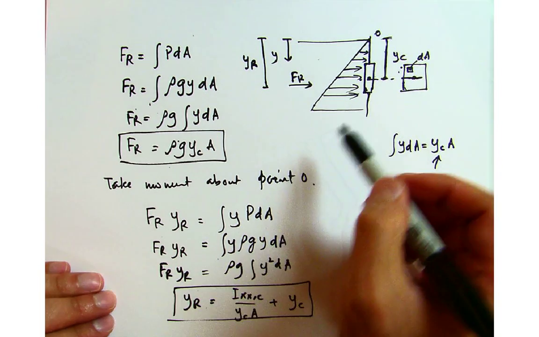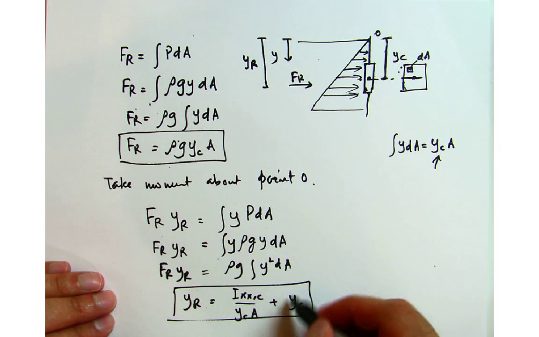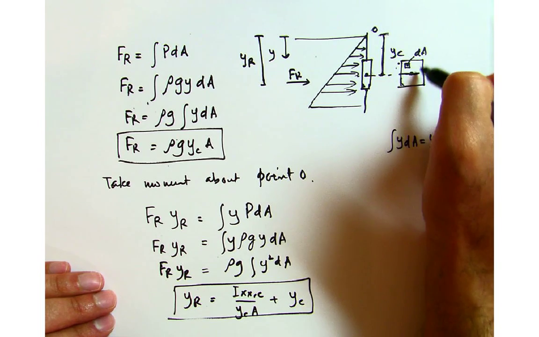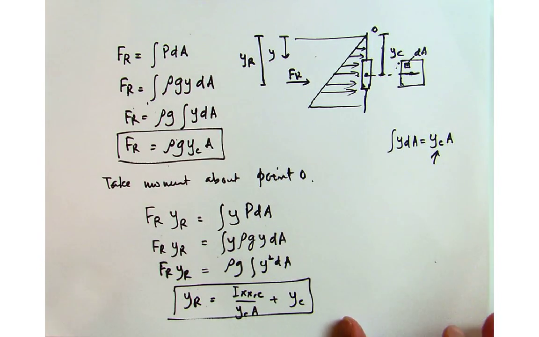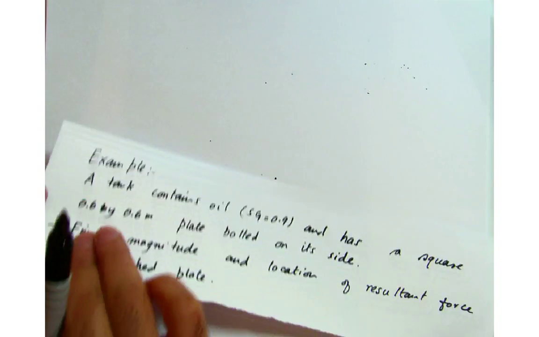So this will tell us where this resultant force is acting, and it is important that this distance yc is the centroid of this geometry, which in this case is the gate. Alright, so at this point I'm going to do an example. Let me first show you an example.